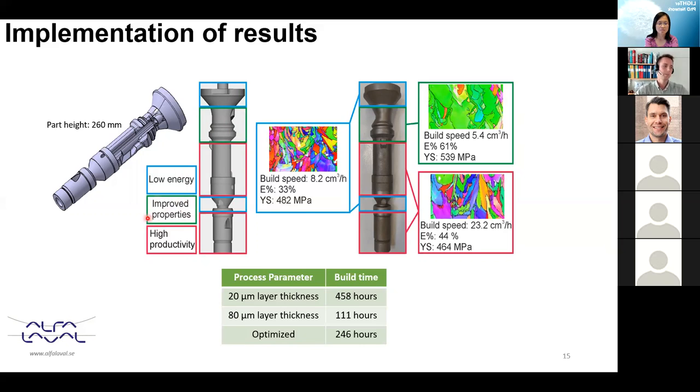So then we used some improved properties. By doing this, we can actually design our process parameter based on the load case. So we can adjust the process parameters depending on how the component will actually be used, and thereby have different mechanical properties and different build speeds depending on how the part will be used. So then we ended up with a build time of around 250 hours with these optimized process parameters.